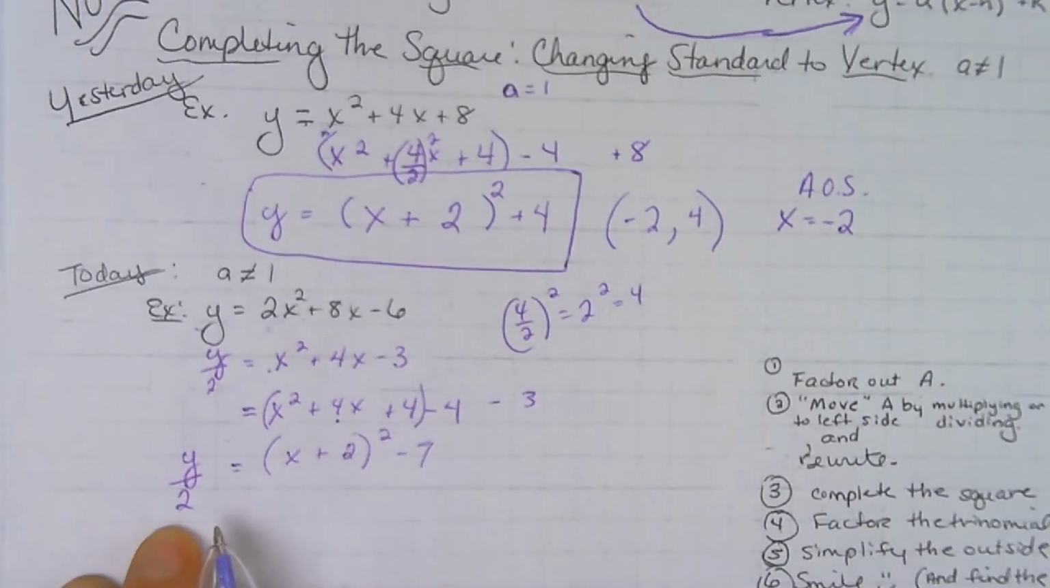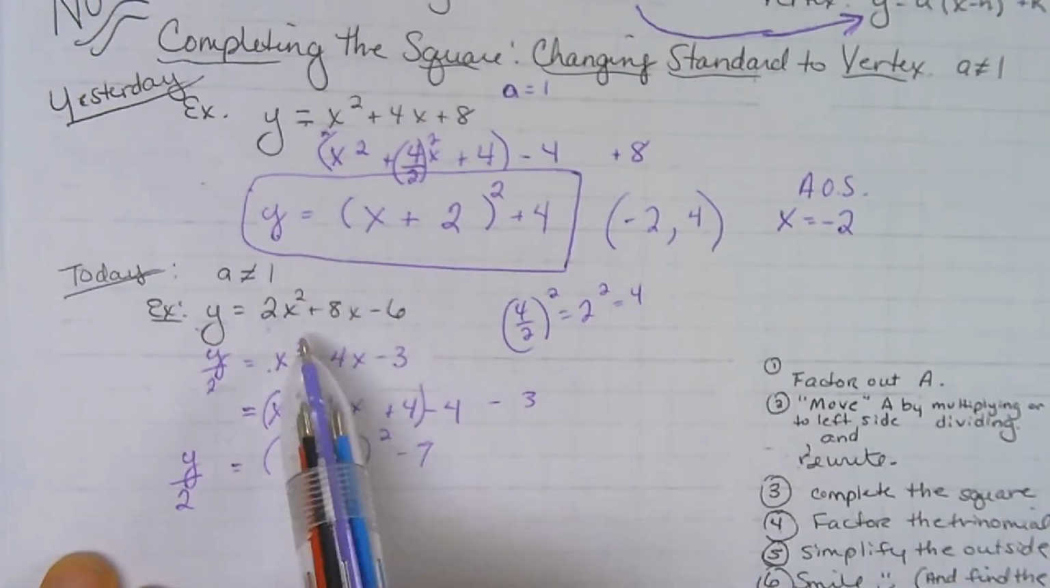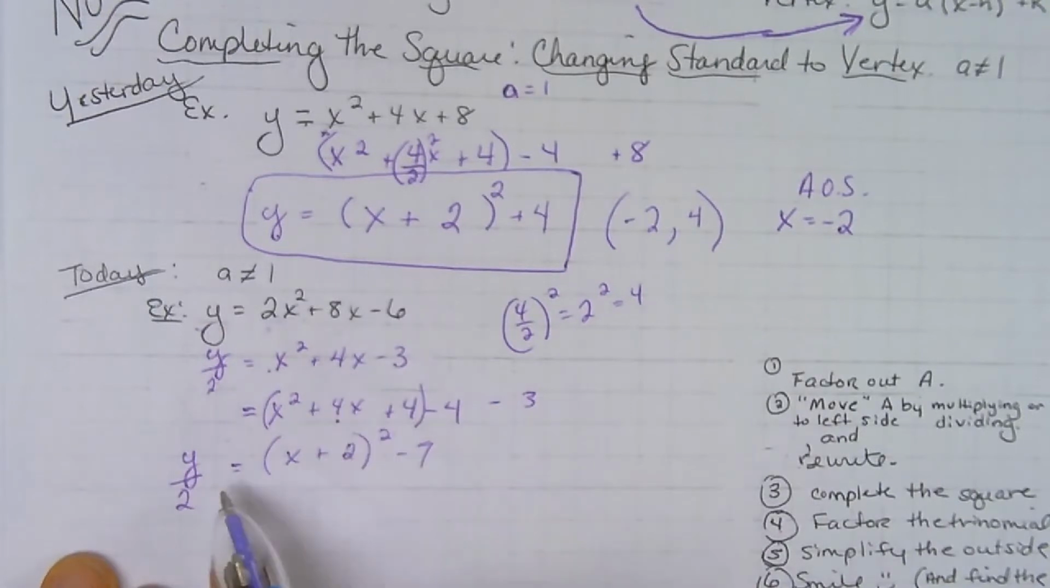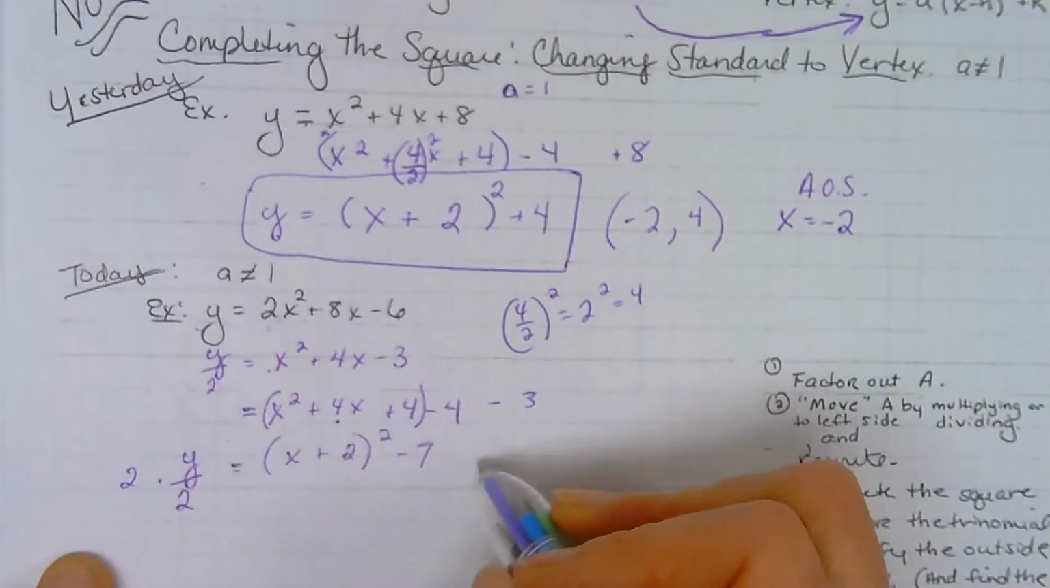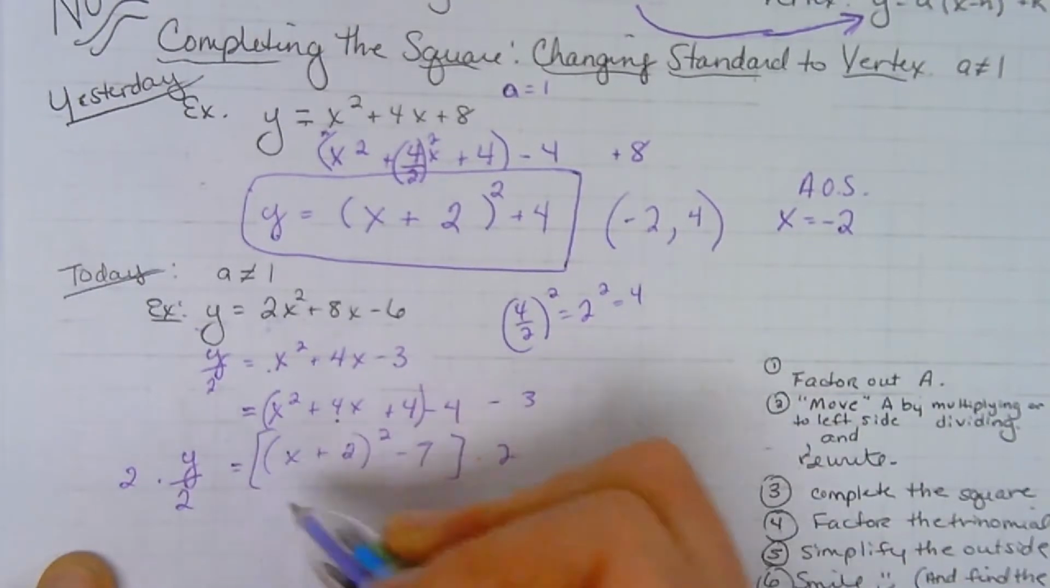I need to remember that I have my 2 that was divided over here, and we want y by itself. Vertex form has y by itself. So I'll multiply. Earlier we divided everything by 2. Now I'm going to multiply everything by 2. So what does that look like? When you multiply everything by 2, it looks like this.